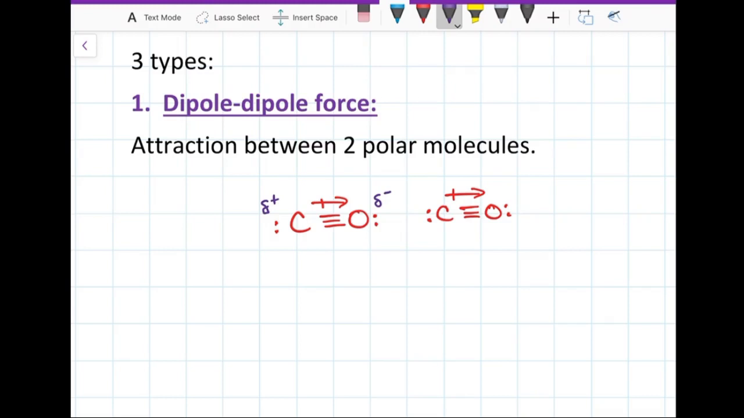The same thing is true over here. We have positive on the left, partial negative on the right. And since that's the case, these two molecules are going to be attracted to each other. And those little lines in blue I have there are just basically representing the attraction that these two molecules feel for each other. And that's because they're polar molecules.